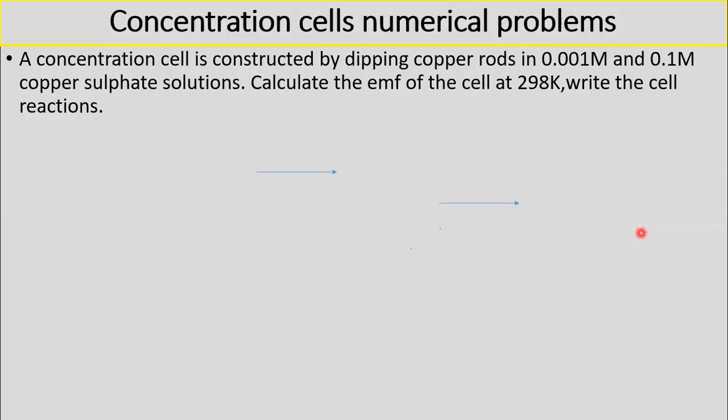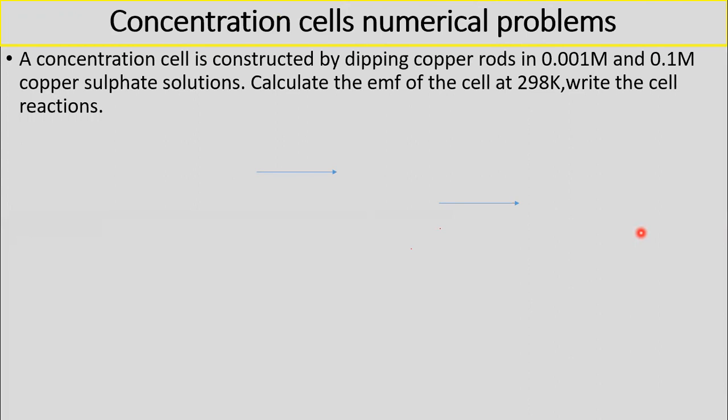Let us see the numerical problems for concentration cells. The problem question I'll read. A concentration cell is constructed by dipping copper rods in 0.001 molar and 0.1 molar copper sulfate solutions. Calculate the EMF of the cell at 298 Kelvin and write the cell reactions.